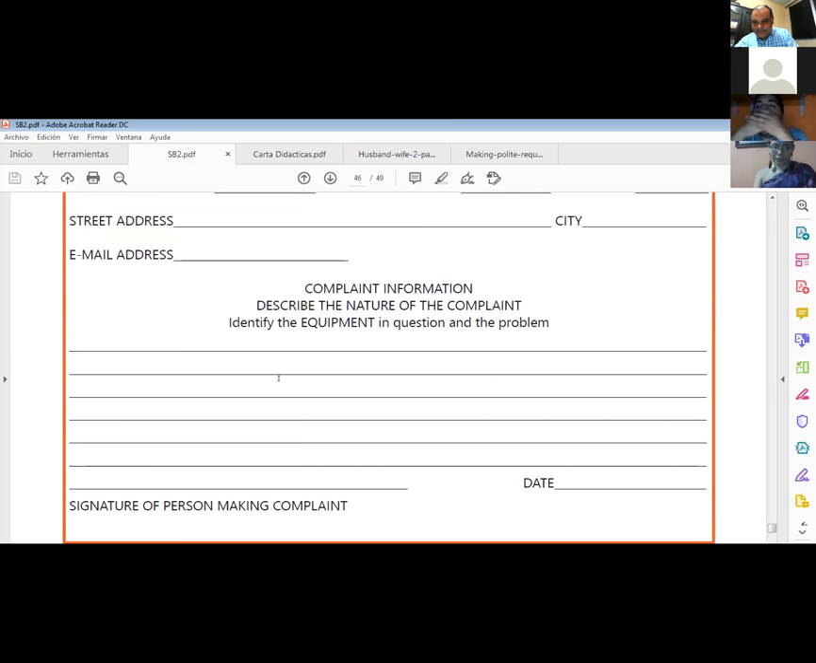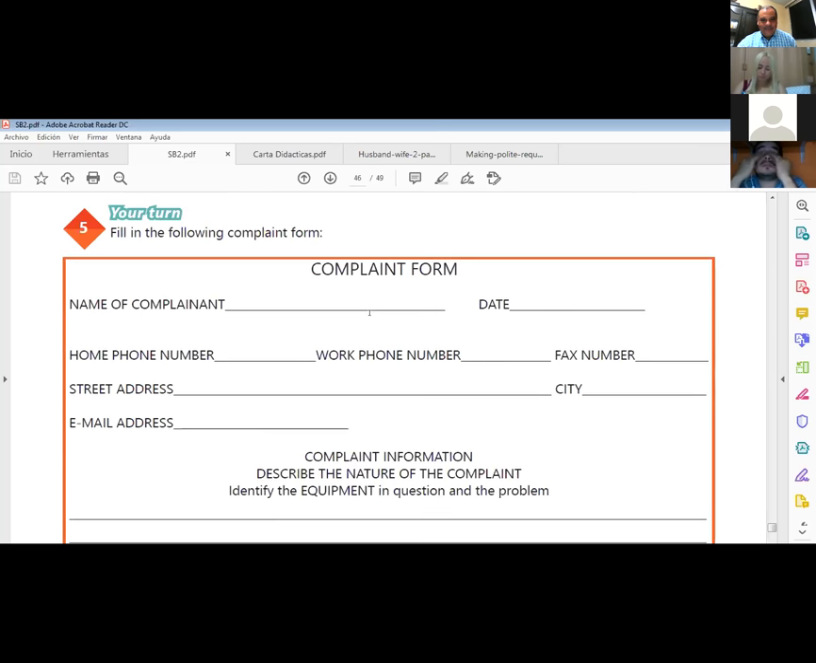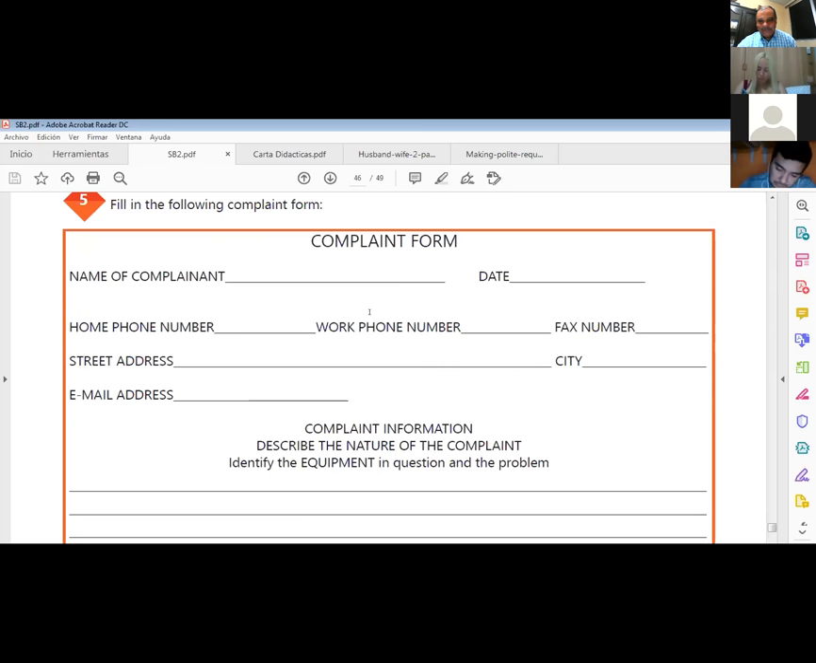Is that clear? Yes. Okay, so do fill out your form, please. Do it right now. I'll give you 3 minutes. Okay, fill out your form, please. Fill out your form.